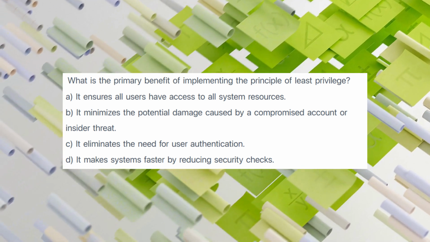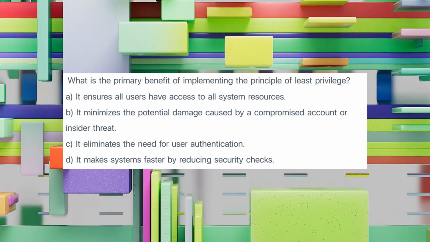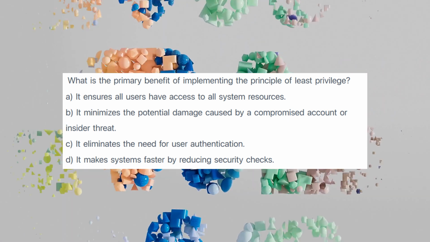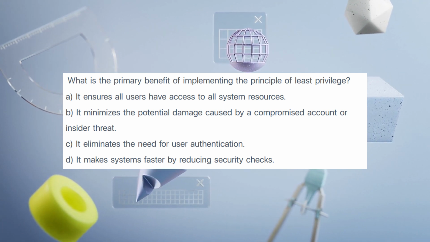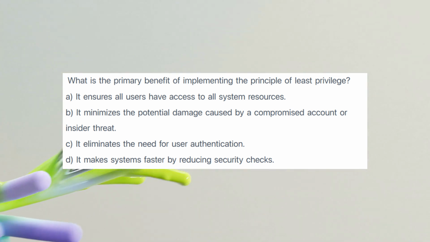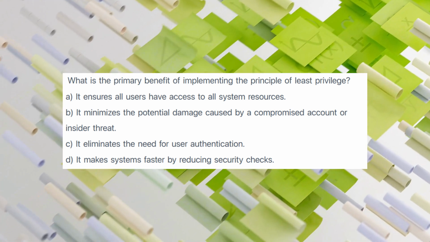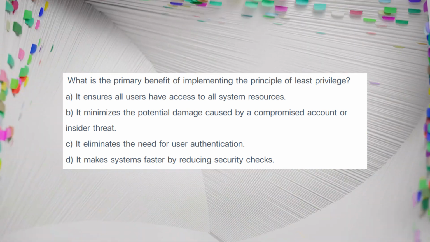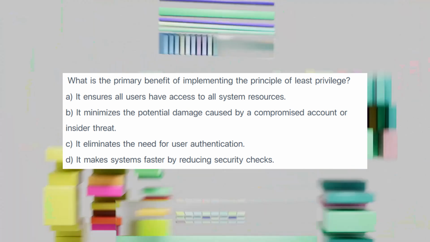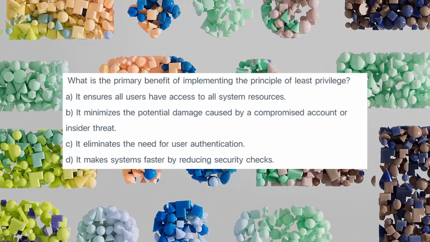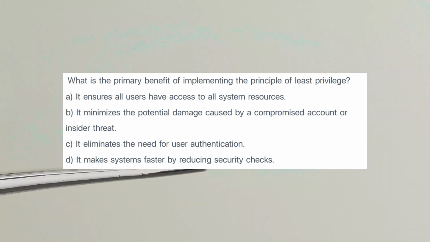The answer is B. It minimizes the potential damage caused by a compromised account or insider threat. Granting users only the minimum permissions required for their job limits what an attacker or malicious insider can do if their account is compromised. Option A is the opposite. Option C is incorrect. Authentication is still needed. Option D is incorrect. Security controls add processing overhead, though the security benefit outweighs this.